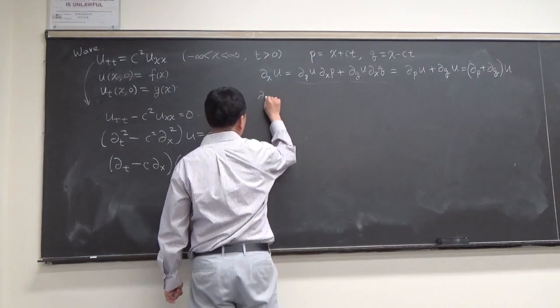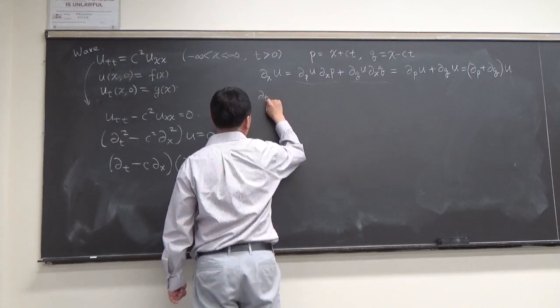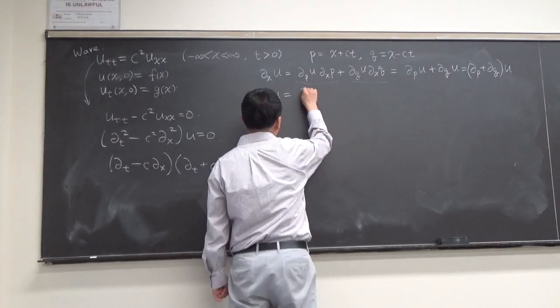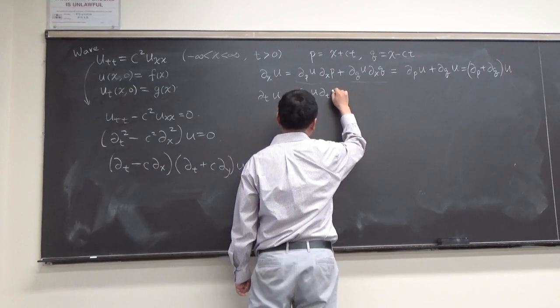Now let's try to do t. Okay. In this case, it's again the multivariable chain rule.